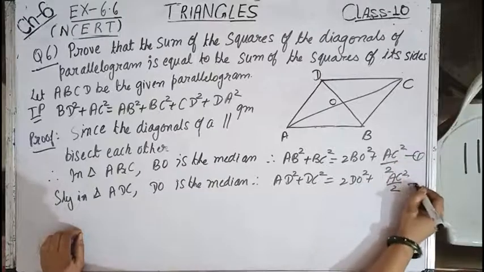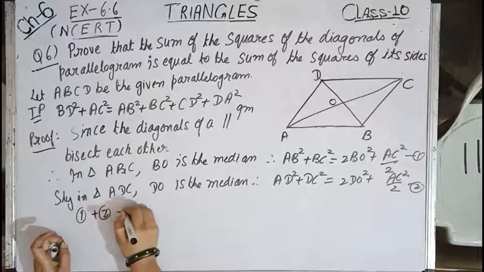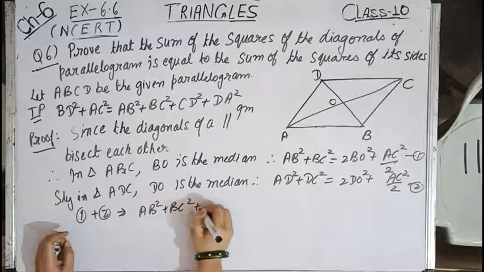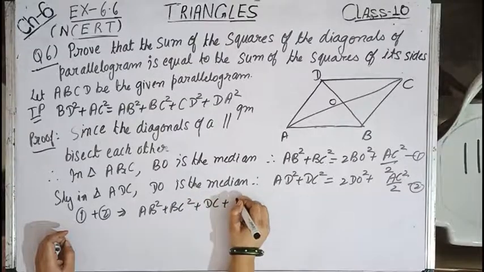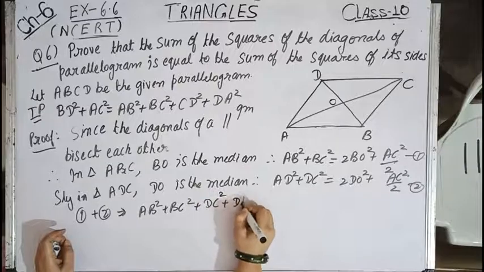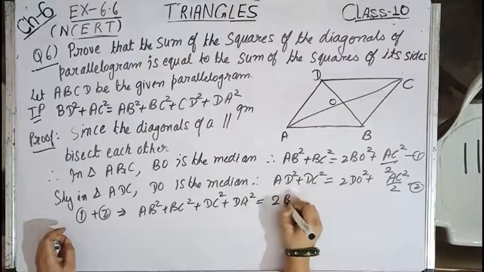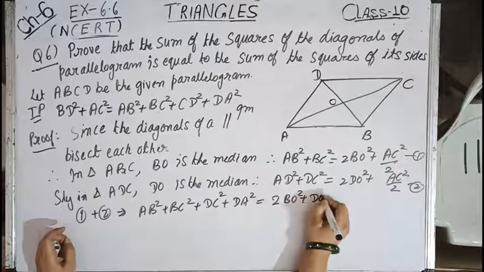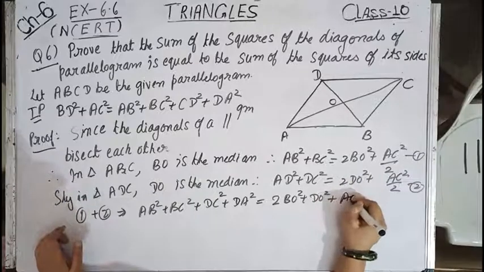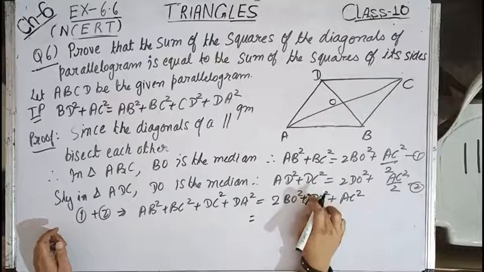Now let us add it. So 1 plus 2 implies AB square plus BC square plus CD square plus DA square equals twice BO square plus DO square plus AC square by 2, and AC square by 2 will give AC square. Now over here, twice DO square, very sorry.